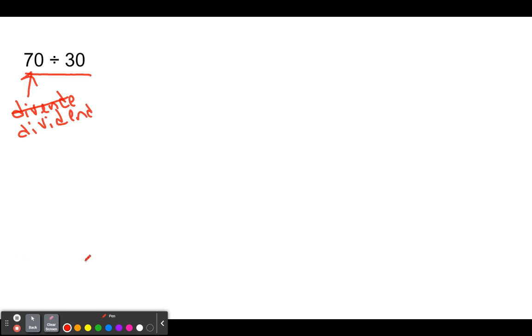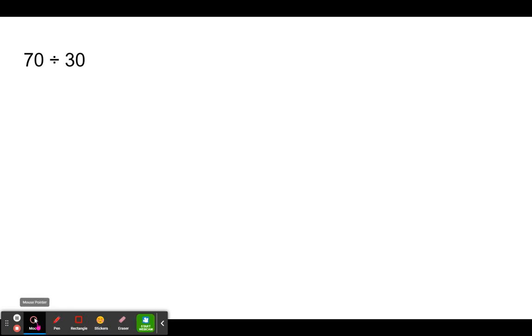So we're going to go ahead and round our dividend so it's easier to divide by 30. 30 doesn't really give us a nice number when we divide it, so we're going to round it just to give us an approximation of what our number is going to be. So I'm going to put down my estimate right here.